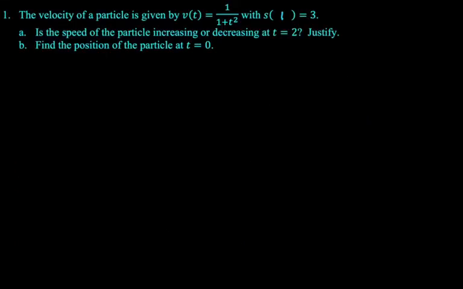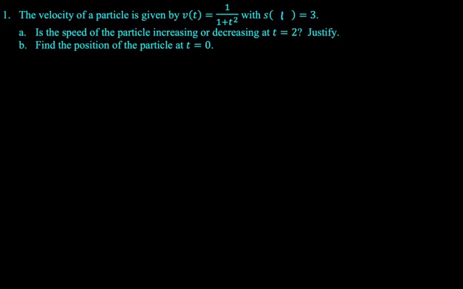So number one, the velocity of a particle is given by v of t equals 1 over 1 plus t squared, with s of 1 equals 3. You can tell that I kind of edited the problem on the fly there. I had a number that just did not work out in another part, so I changed it to 1. We're good to go. Is the speed of the particle increasing or decreasing at t equals 2?